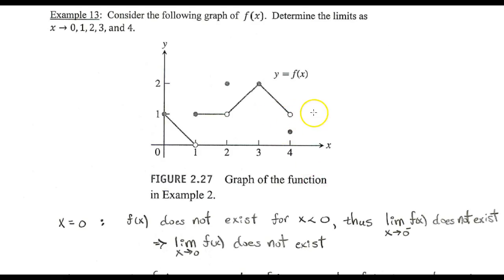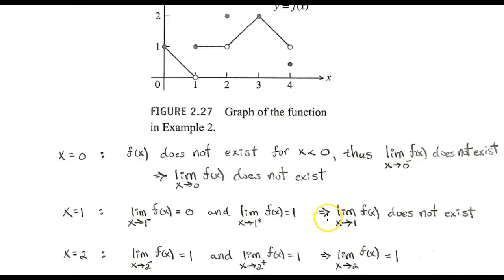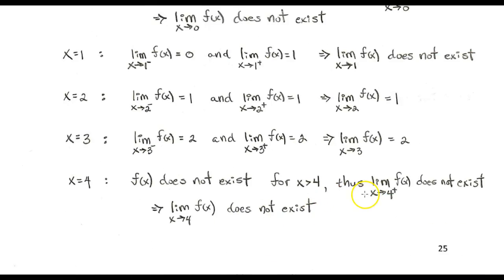Again, as x approaches 4, it looks like the function is coming down. When I'm approaching 4 from the left-hand side, it looks like the function is approaching 1. But there is no function on the right side of 4, so I can't even talk about a limit in this case. So since I don't have two one-sided limits that are equal, the two-sided limit does not exist. And that's what we have there.